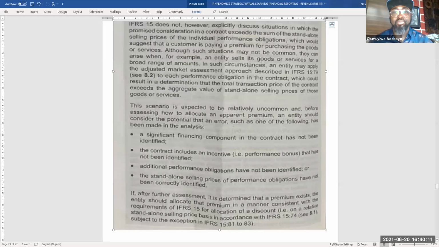Okay, now we will venture into the last step. And the last step deals with recognition of revenue when or as a performance obligation is satisfied. And we're going to look at that, where we'll be able to establish whether revenue is to be recognized at a point in time or it should be recognized over time.